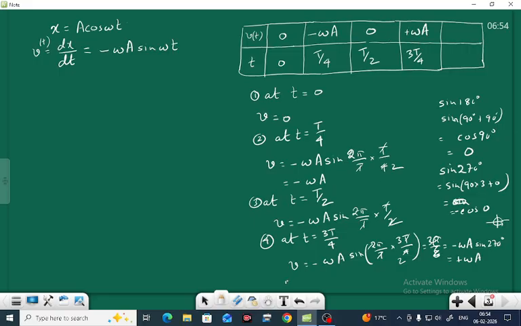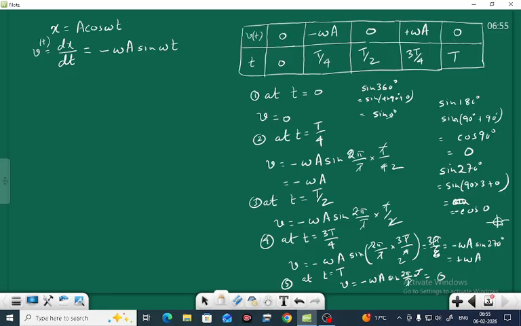And at the last point, that is the fifth point, at time t equal to time period T, the velocity will be minus omega A sine of 2 pi by T into T, which is sine 2 pi, 360 degree. What is the value of sine 360 degree? You can write sine 4 into 90 plus 0, so it is sine 0, value is 0. So at time T, the value of the velocity is 0.